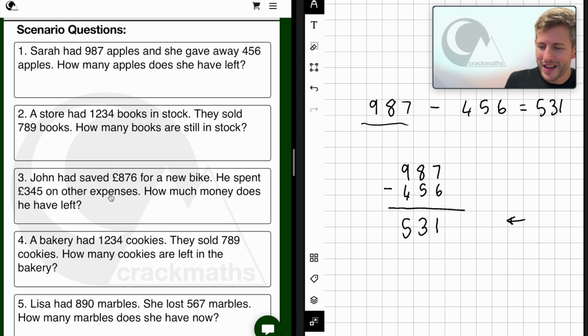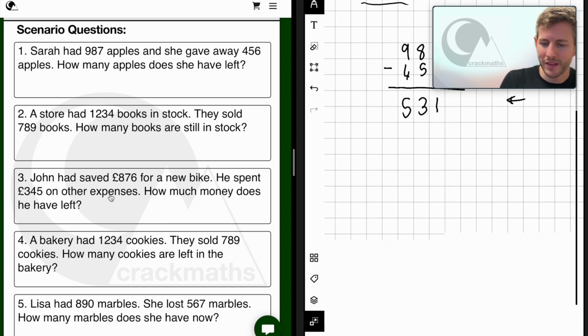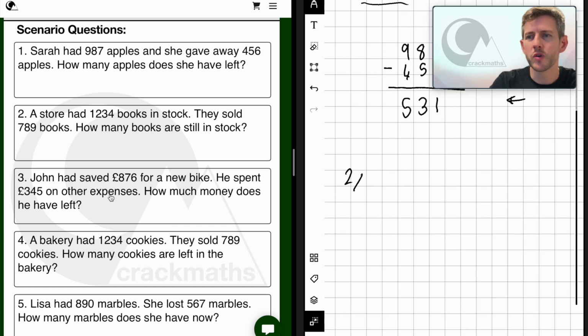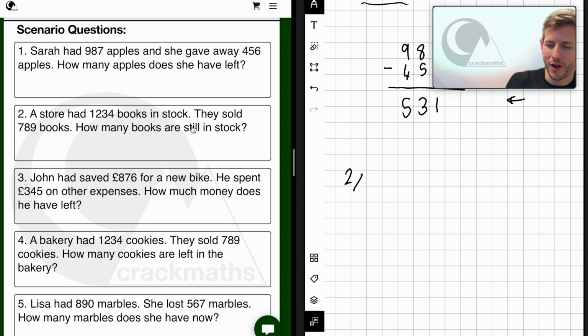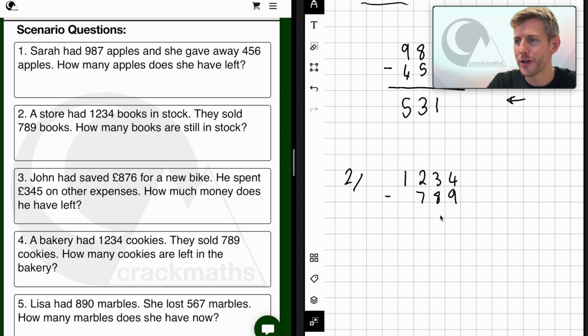Let's have a go at one more question, just to make sure we're practicing all of our methods. Let's have a look at question 2. Here we have, a store had 1,234 books. They sold 789. How many books are still in stock? So with this question we've got 1,234 take away 789. Remember, we align our units with our units, our tens with our tens, and our hundreds with our hundreds. Now I'm going to put a line under there and we can begin taking away.